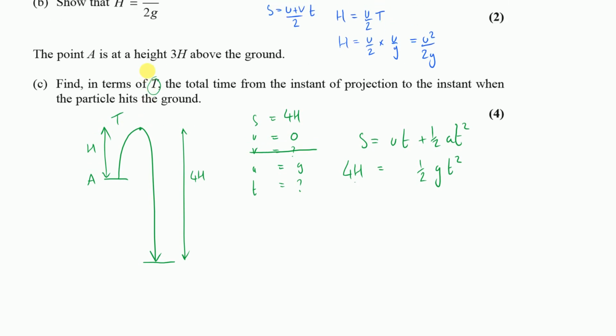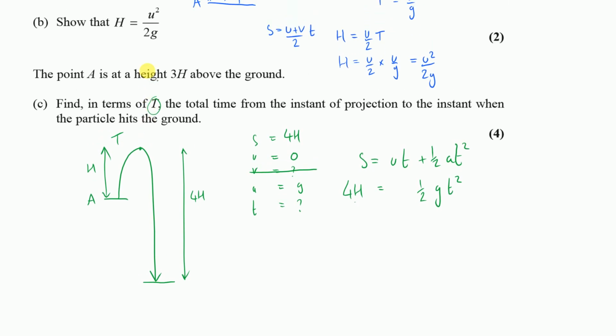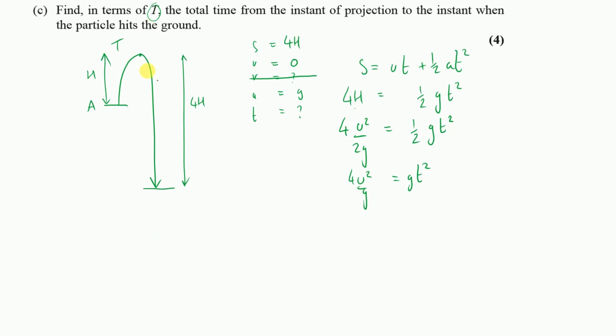So I'm going to go back and just use my answer for part B, which is to show that h was u squared over 2g, and rewrite this part of my question as 4 u squared over 2g is equal to a half gt squared. Now if I multiply everything through by 2, I end up with 4u squared over g is equal to gt squared. And if I divide through by g, I've got 4u squared over g squared is equal to t squared.